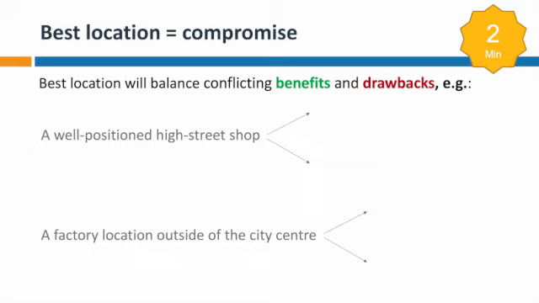Now, the best location is always going to be a compromise. All right. So every location is going to have some benefits and some drawbacks. Okay. So, for example, a well-positioned high street shop might have some benefits and some drawbacks. And even a factory location outside of the city center will have some benefits and some drawbacks.